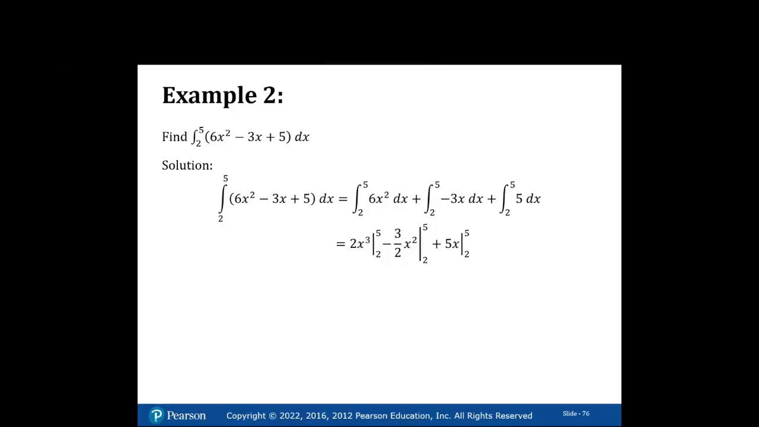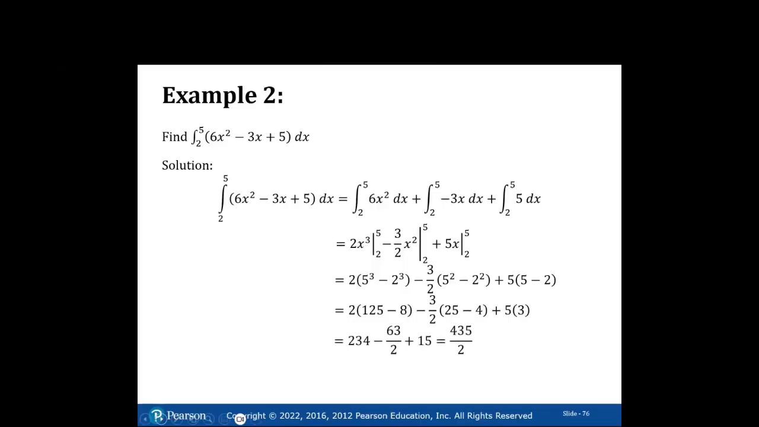So 2x cubed from 2 to 5 minus 3 halves x squared from 2 to 5, plus 5x from 2 to 5. And then we're going to plug in and simplify. And you guys should get 435 over 2. So here we're just taking our b's minus our a's when we evaluate it. Cool.